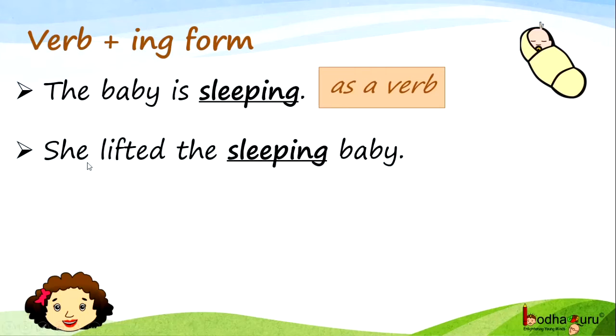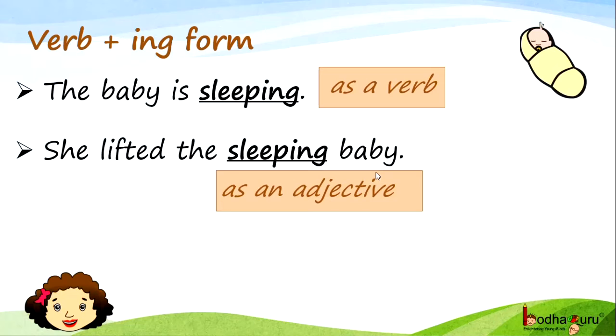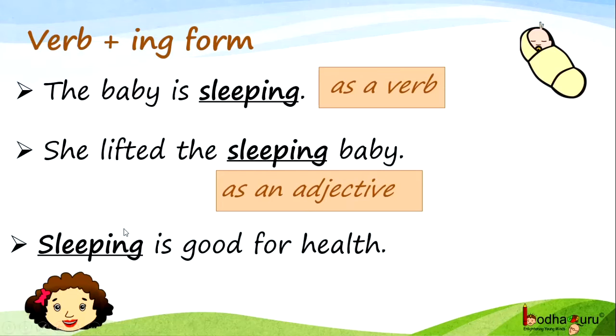Next example, she lifted the sleeping baby. In this sentence, sleeping is describing the baby and hence it is used as an adjective. Next sentence, sleeping is good for health. In this sentence, sleeping is used as the subject of the sentence and it is acting as a noun. In case you are confused, you can say fruit is good for health. So, sleeping has been used as a noun in this sentence.